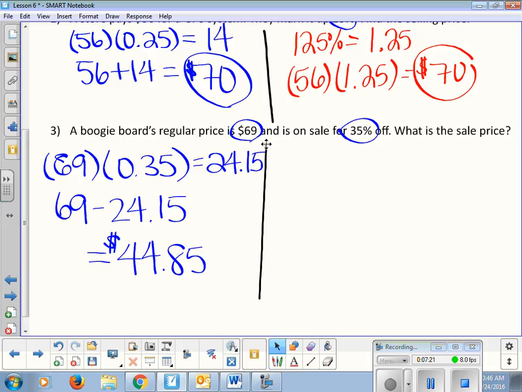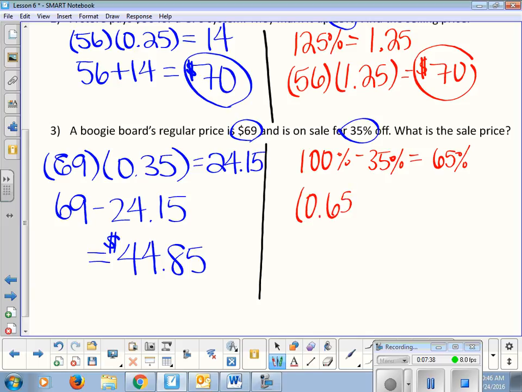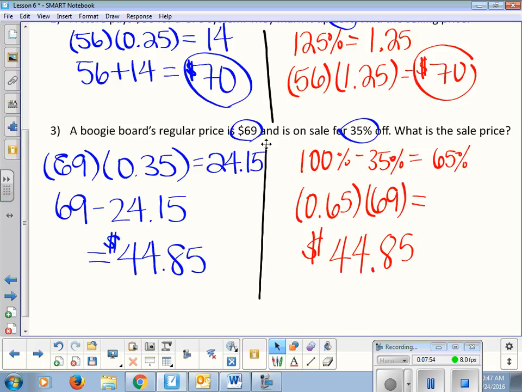If you chose to use the other method, we take 100% and subtract 35% to get 65%. 65% as a decimal is 0.65, and we multiply by our original price, which was $69. When you multiply these two numbers together, what do we get? 44.85. So we also get $44.85.